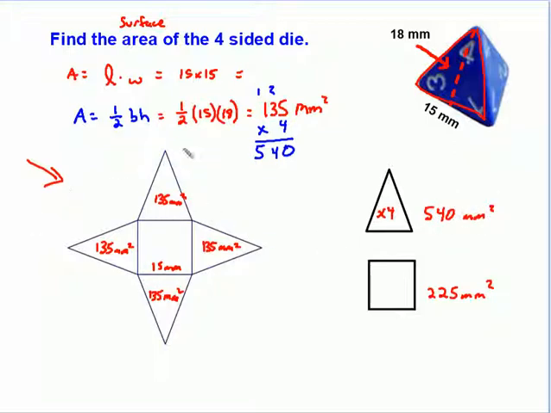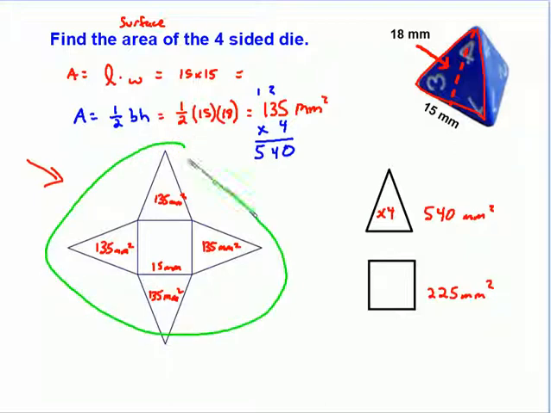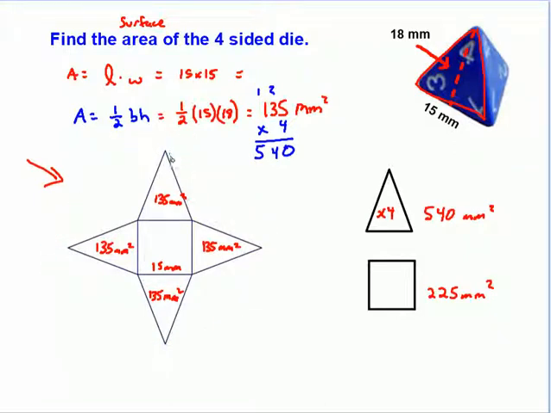Now remember, I'm finding the surface area. I'm finding the area of this whole shape all together. So I have to add each one of these sides. I have to add this side, and this side, and this side, and this side, and this side all together to get my area. Well, I've done most of the work here. I've got my 4 triangles. I've got my 1 square. So I'm just going to add these 2 together.